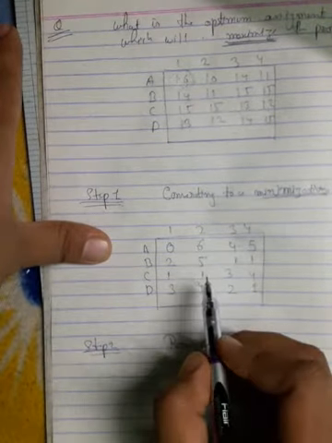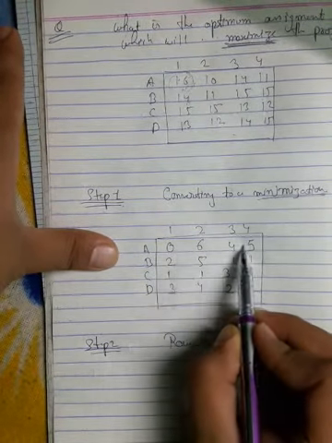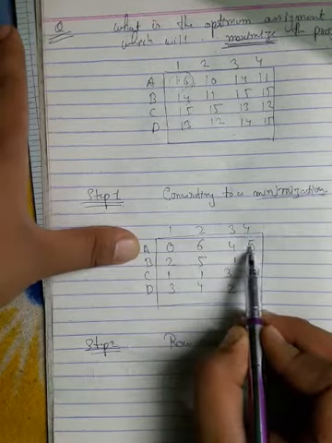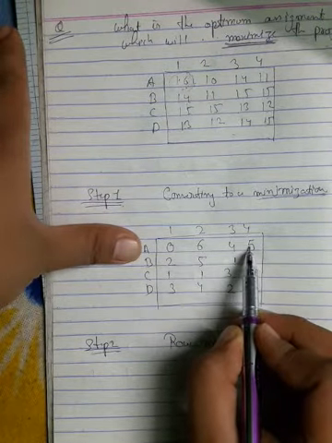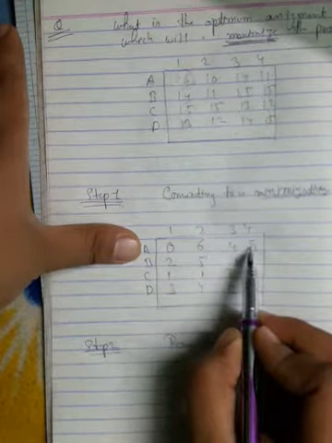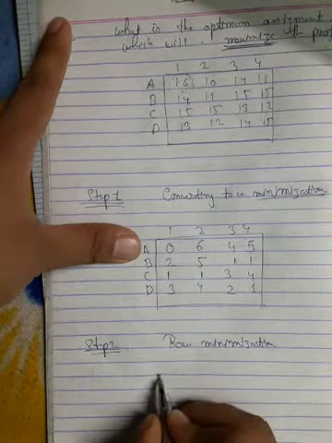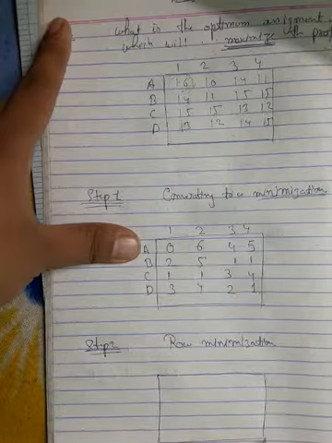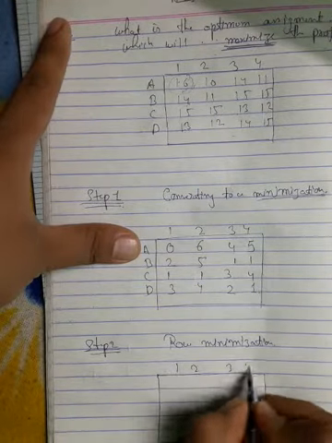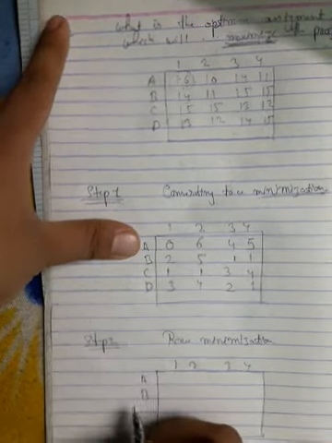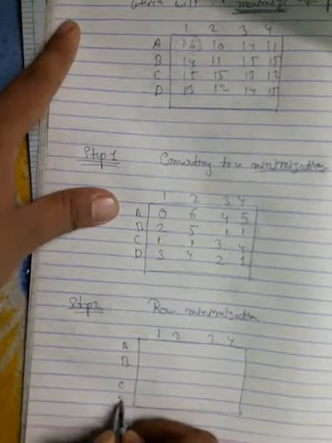Okay, so what you have to do, you have to select the minimum value from this first row, and you have to subtract that element from all the elements of that row. So first you make the format of the matrix: 1 2 3 4, A, B, C and D.